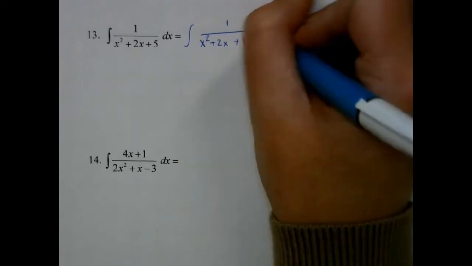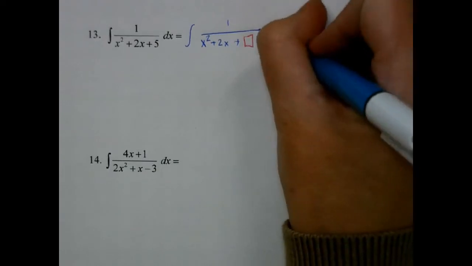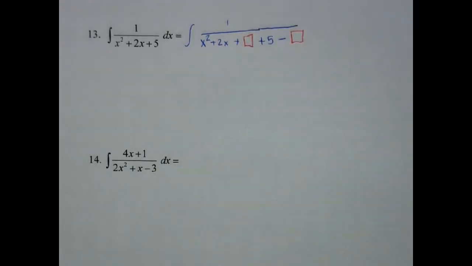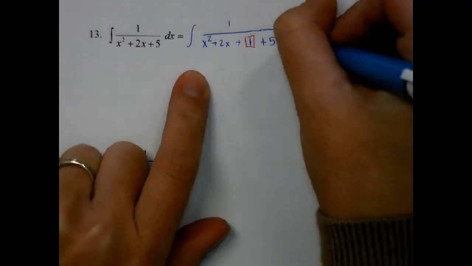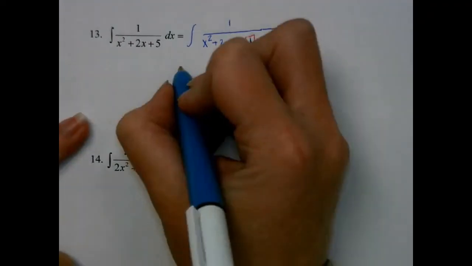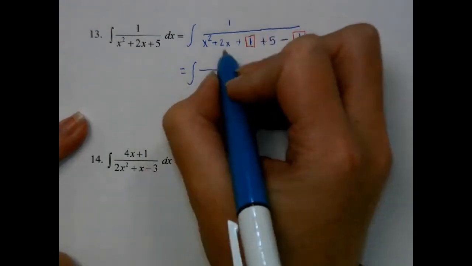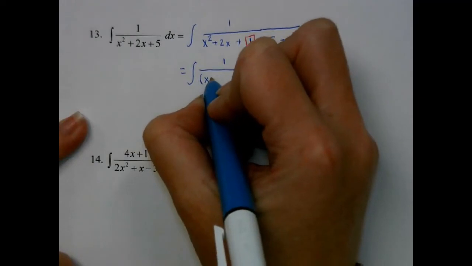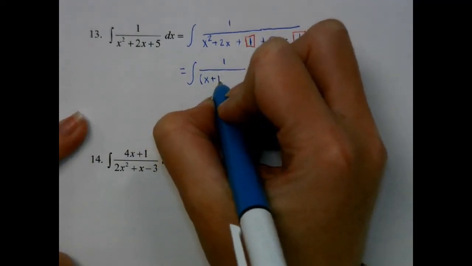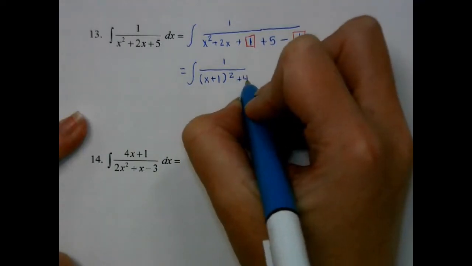So we're going to be adding something here, so I need to subtract that same thing, so we're changing what it looks like but not what it is. So we divide this by 2 and square it, or just think about what makes this a perfect square trinomial. So I'm going to add 1 and subtract 1. So this makes x squared plus 2x plus 1 really (x plus 1) squared, and then 5 minus 1 is 4.